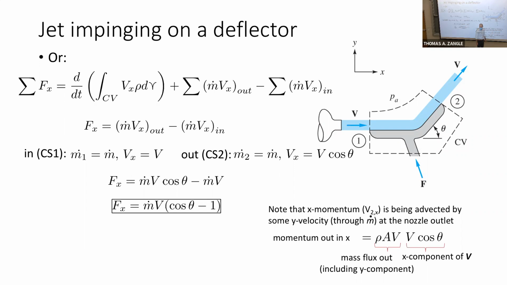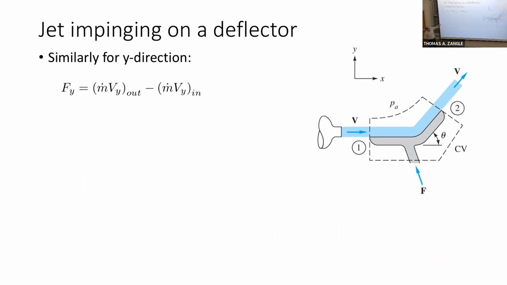Any other questions? All right, so again, we're only considering the x component of the force and momentum right now. All of the quantities here are scalars. Okay. So we can do the same thing in y. M dot Vy out minus M dot Vy in is going to be the y component of our force. At control surface 1, Vy is 0.